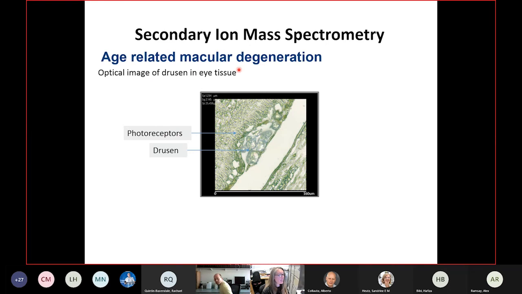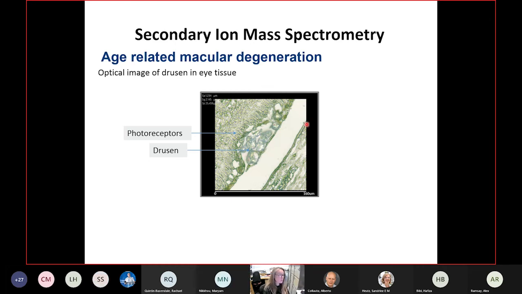So this is just an optical image of what's called drusen, which are calcium deposits, which are here, which form in the eye tissue and block photoreceptors, commonly known as the cones, which you can see along here. And this ends up leading to blindness. So the people leading this research were interested in knowing the makeup of the drusen. They know it's calcium-based, but what exactly?